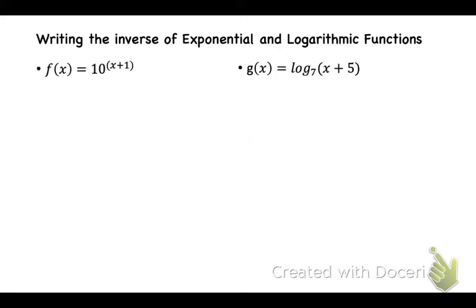What did we do when we found inverses last chapter? What did we do with the x and the y? Switch them. So f of x is the same as y, isn't it? Yep. Okay. So f of x equals 10 to the x plus 1. So now it is x equals 10 to the y plus 1. And then we solve this for y, don't we?